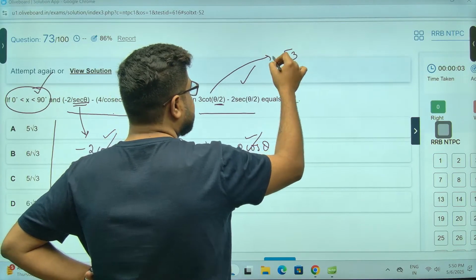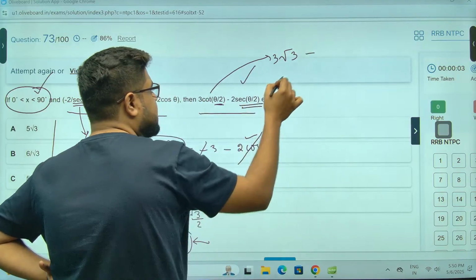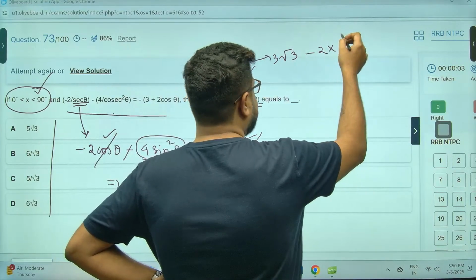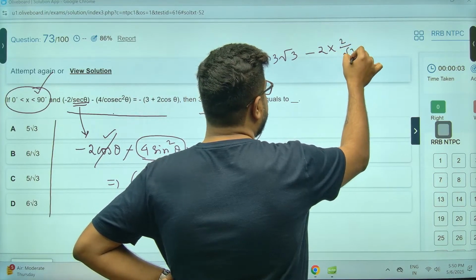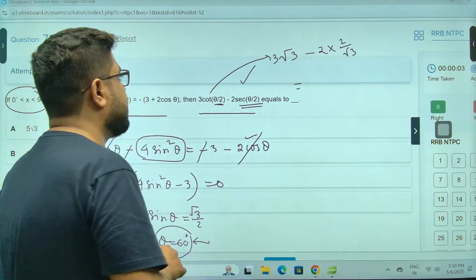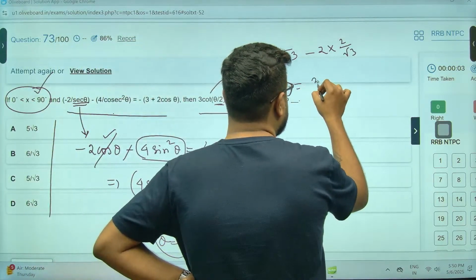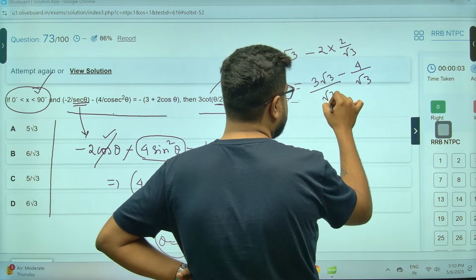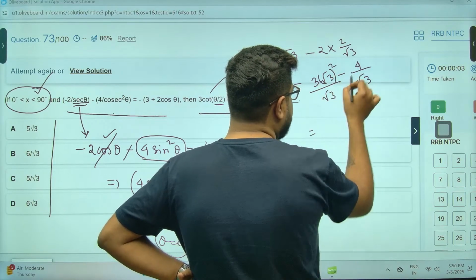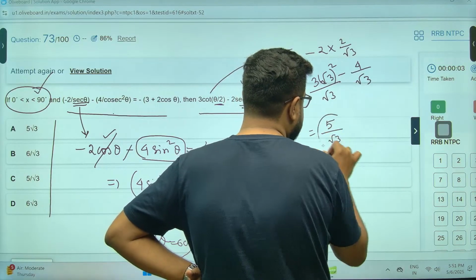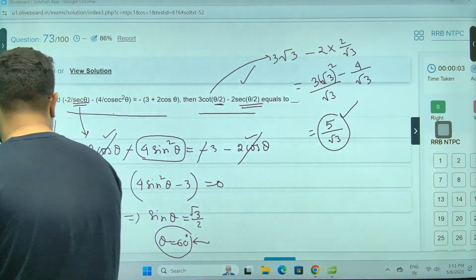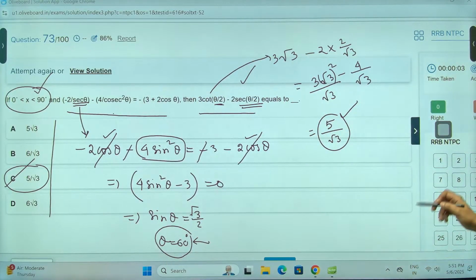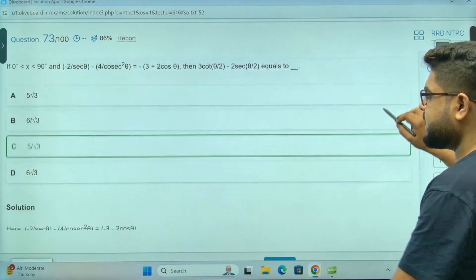Root 3 into 3, sir, 3 root 3, minus 2 into sec 30. Cos 30 is root 3 by 2, so sec 30 will be 2 by root 3. So 3 root 3 minus 4 by root 3. Let's do one thing. By root 3, this becomes square. So 9 minus 4, 5 by root 3 will be the answer. 5 by root 3, option C is the answer. Brother, I am not getting D. I am getting C as the correct answer.